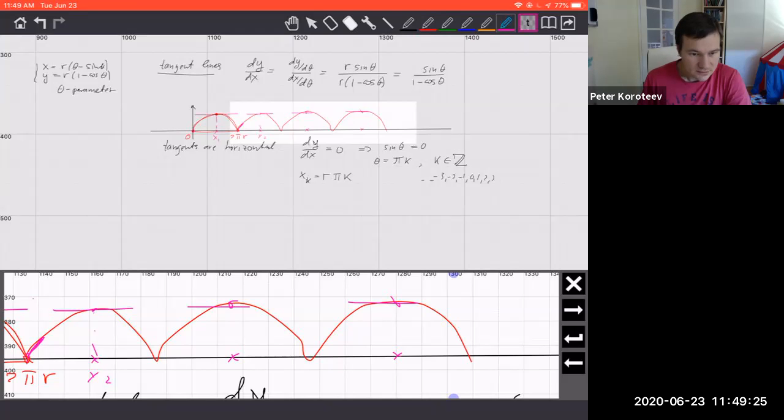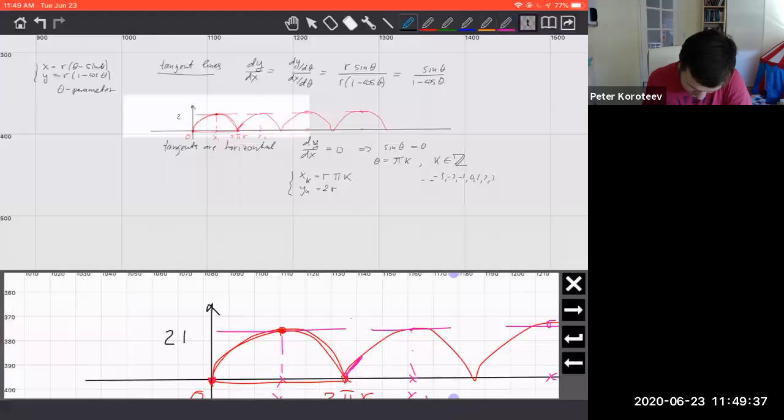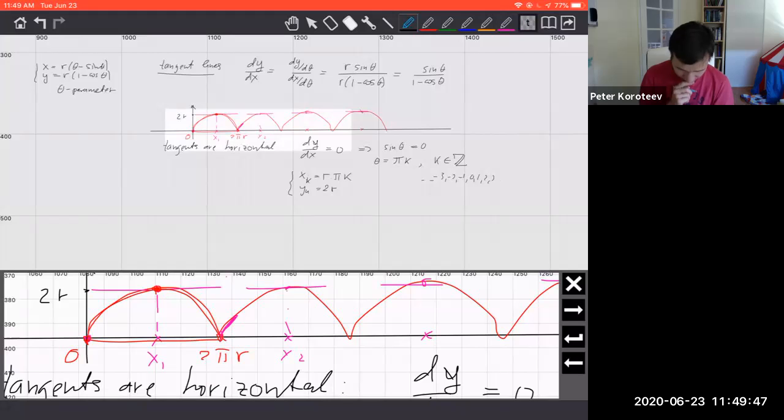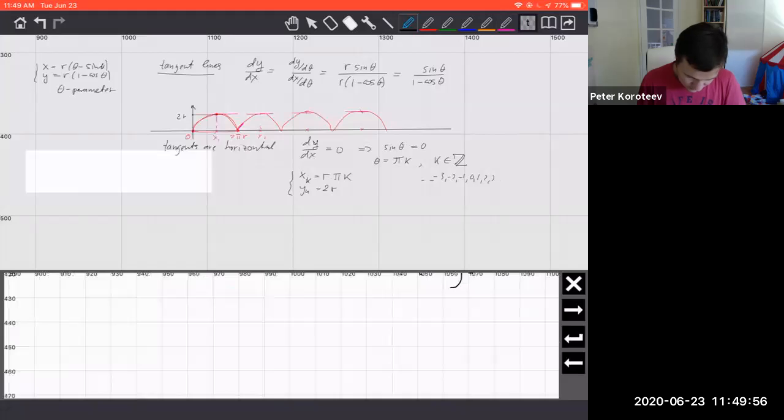Okay, so these are the y's, and the y's are of course equal to 2r. So these are the tops, twice the radius. All these points are twice the radius. Now let's see what happens as theta approaches 0, or pi n, if you have vertical tangent lines.